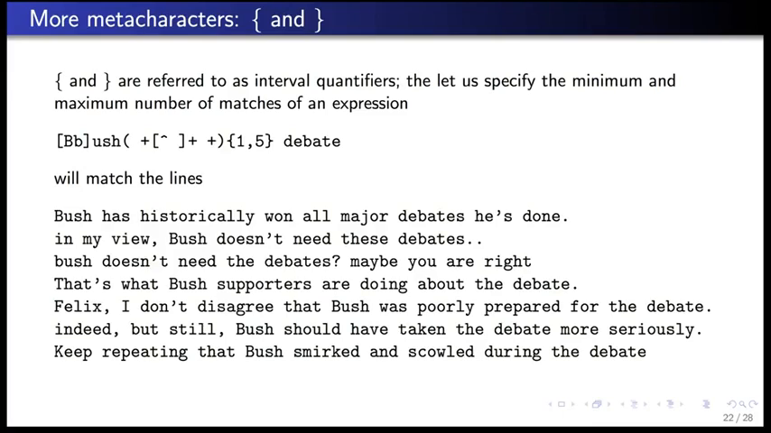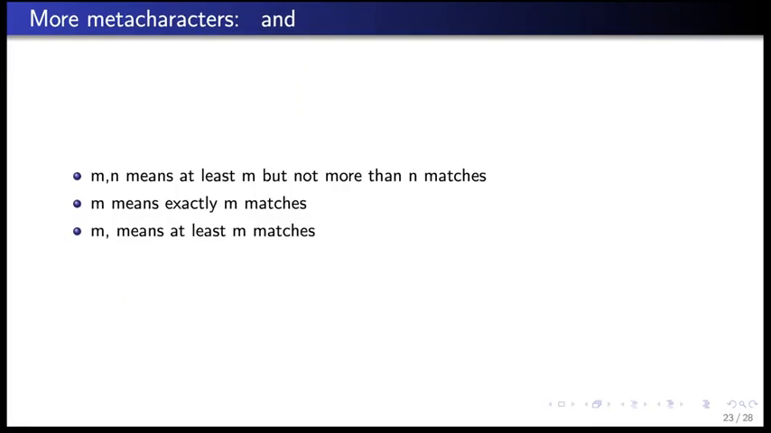The curly braces don't always have to have 2 numbers. If you have 2 numbers in them, that means you want to range between the number m and the number n. If you just have one number in it, that means you want to match it exactly that many times. And if you have a number with a comma but no second number, that means you want to match it at least that many times.